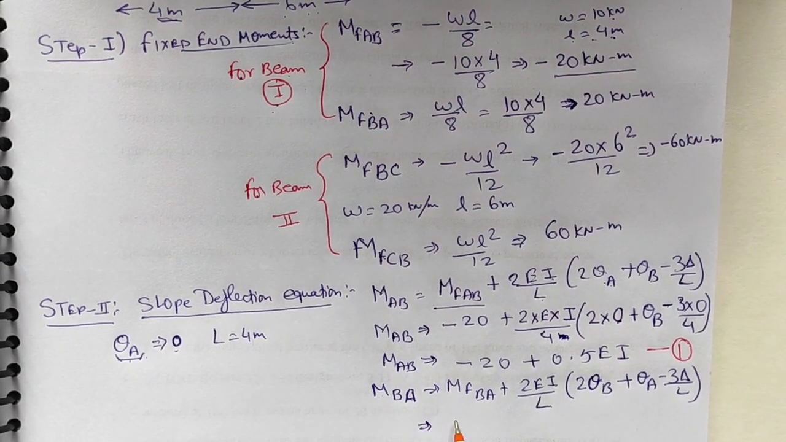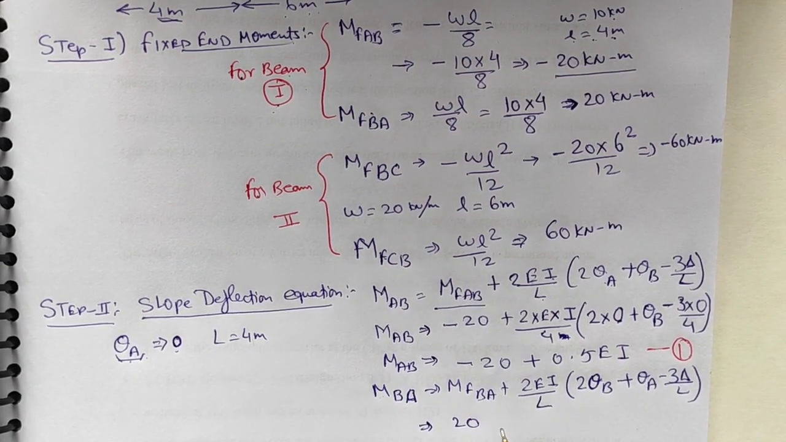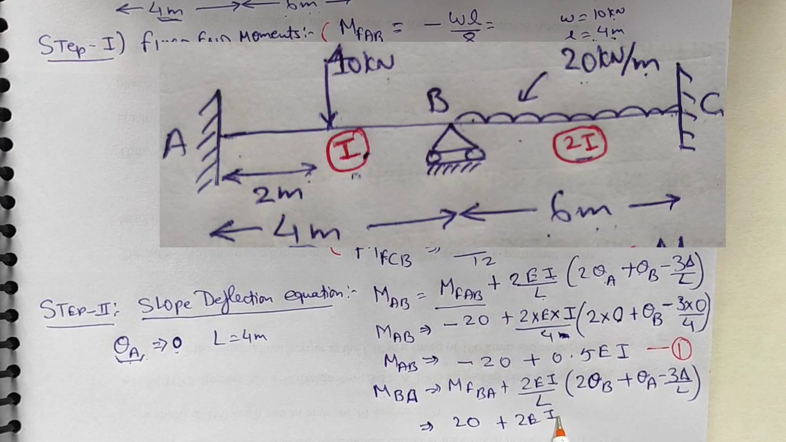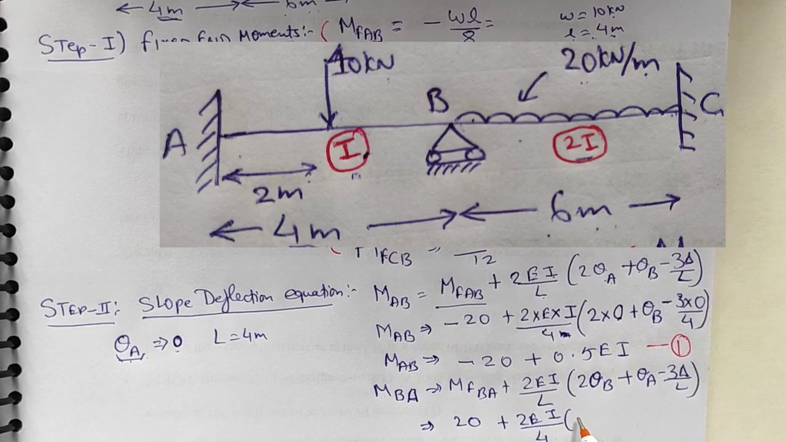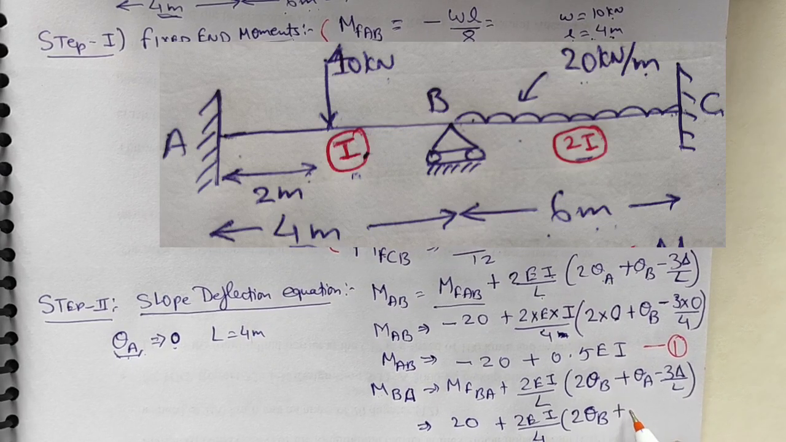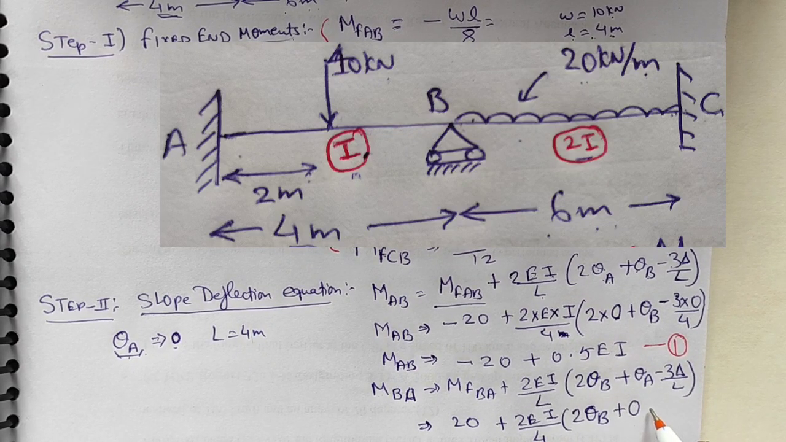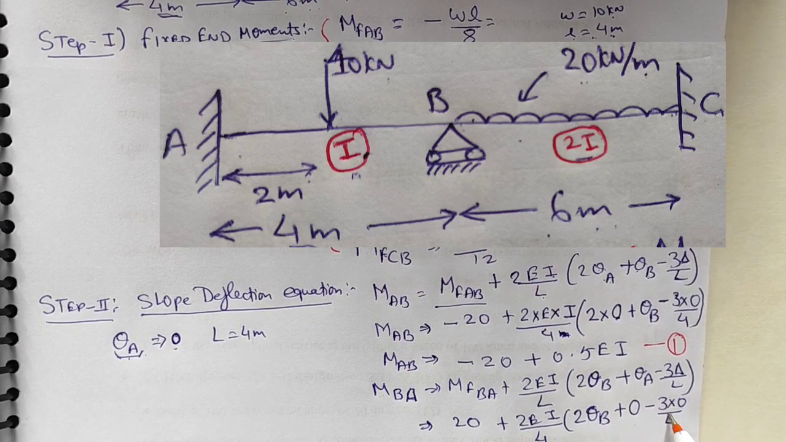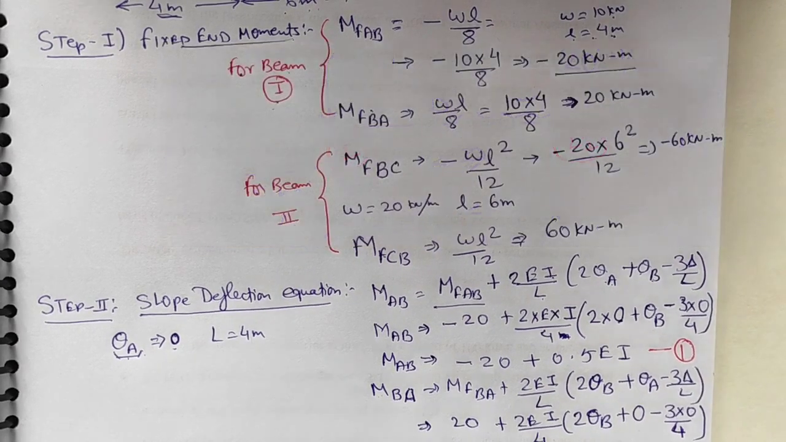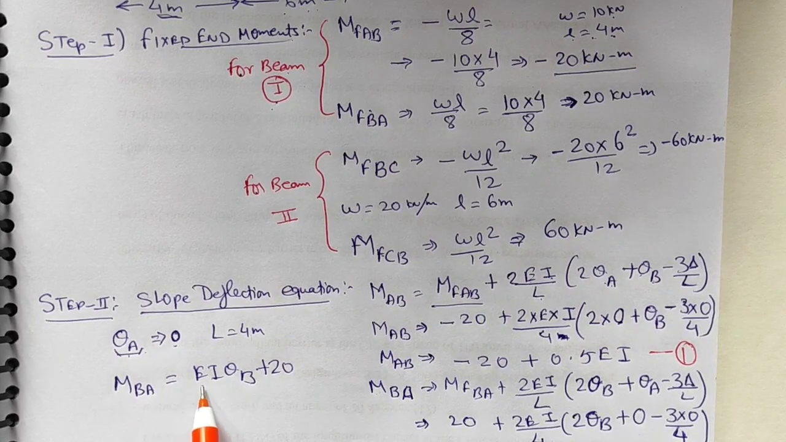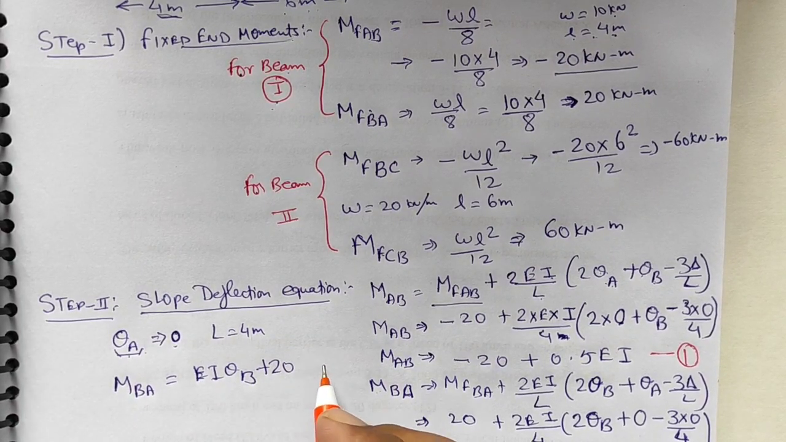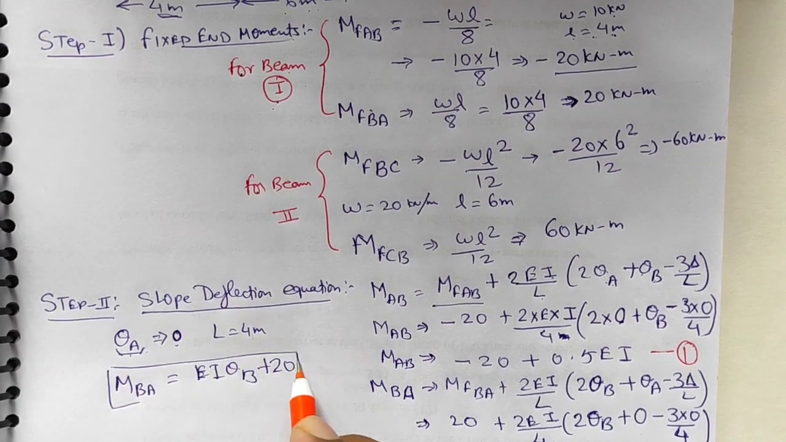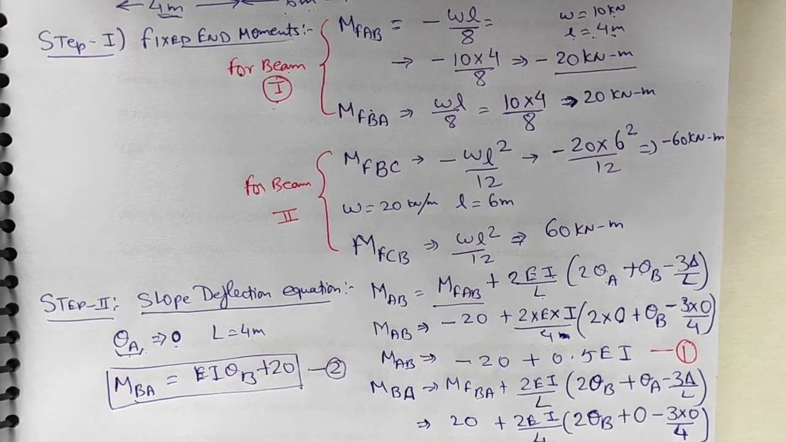Now I'll put the values as evaluated, that is 20 for the fixed end moment at BA and 2EI, and L will again be 4 meter. Now 2 into theta B, theta B will remain the same, and theta A will be 0, minus 3 into again 0 for del, multiplied by L, that is 4 meter. After solving, I'll get the value of MBA equals EI theta B plus 20. Now I will label it as equation number 2.